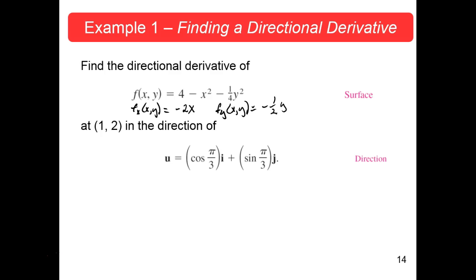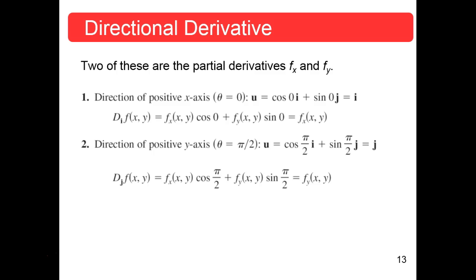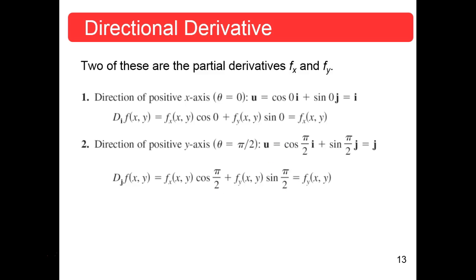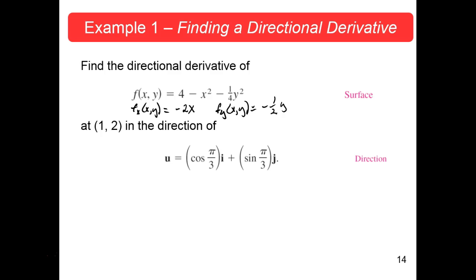All right, let's go back briefly to this definition here. This is before you came in. The directional derivative in the direction of u of f of x, y is the partial of f with respect to x times the cosine theta plus the partial of f with respect to y times the sine of theta. We found our partials here. Now we're going to multiply them by these.